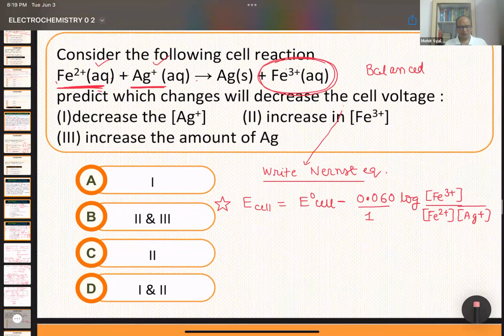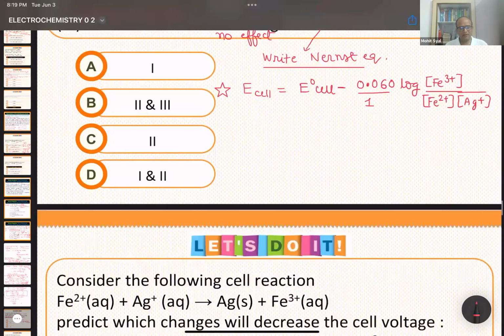Got it? So let me select. Which change will reduce the voltage? Increase in concentration of Fe3+ will reduce it. This will not affect. And decrease in Ag+: a decrease in silver will also reduce the voltage, because Ag+ is a reactant. You need to take it more. If you have taken more, the reaction will happen and more product will form. If this is less, then less reactant, less reaction, less EMF. Got it? So both first and second will be the answer.